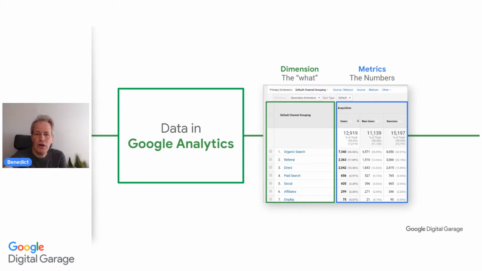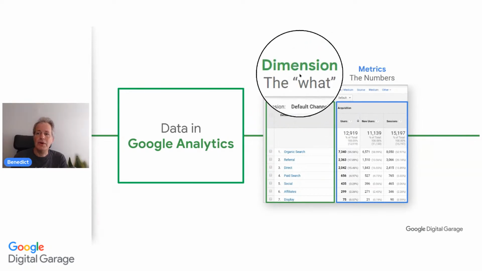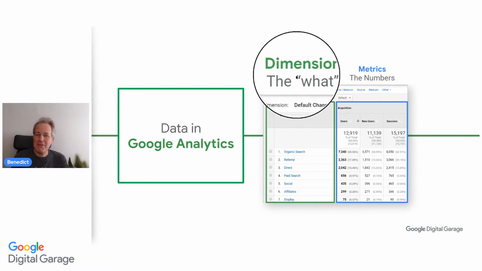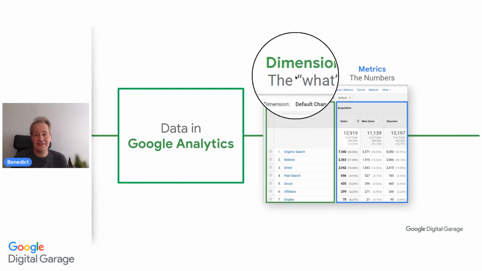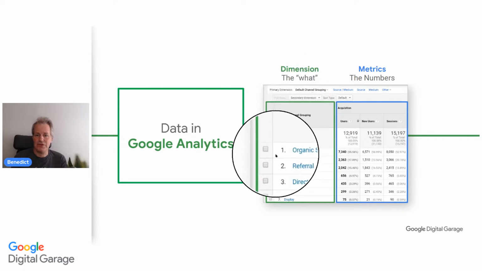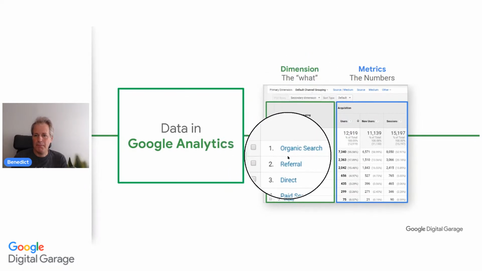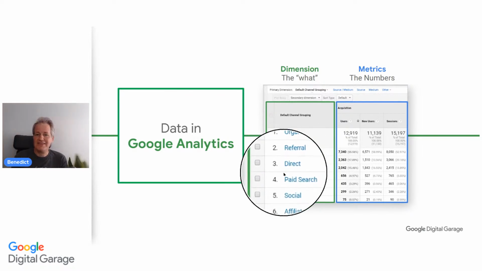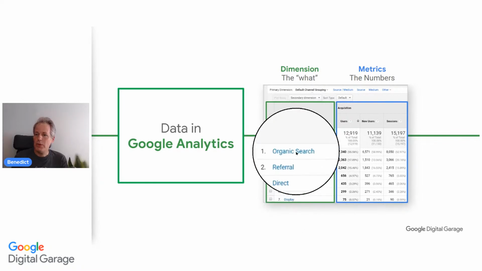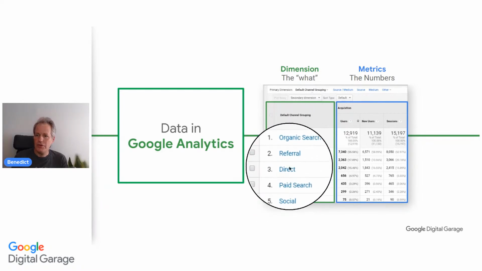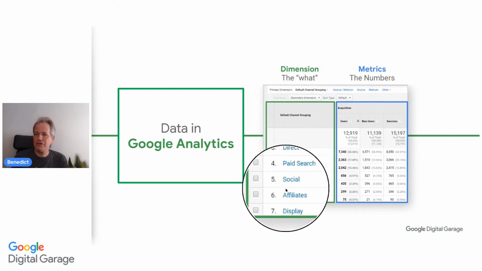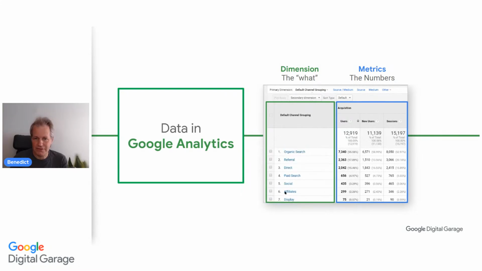Now, the first column, which you can see at the moment in green, is what is called dimension. A dimension is an attribute of the customer's website visit. So, for example, if we find which, what questions, it's a dimension. So some examples include device, city, age, gender. We've got over here organic search, referral, direct, paid search, social, affiliates, display, for example.